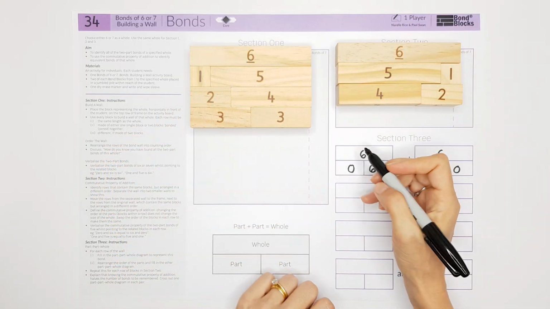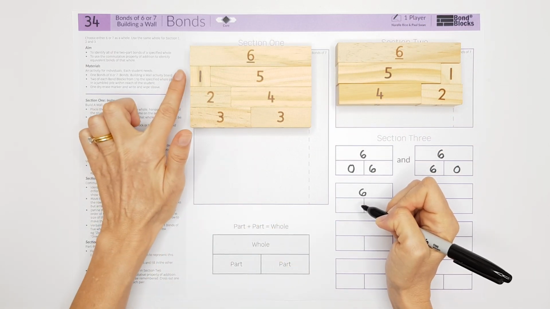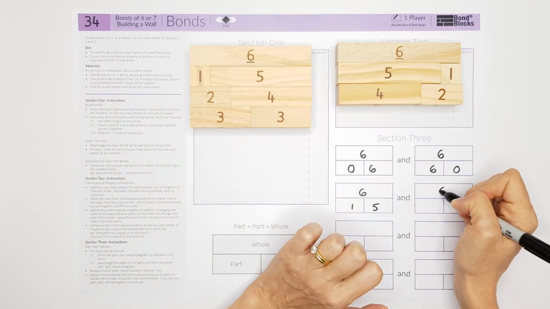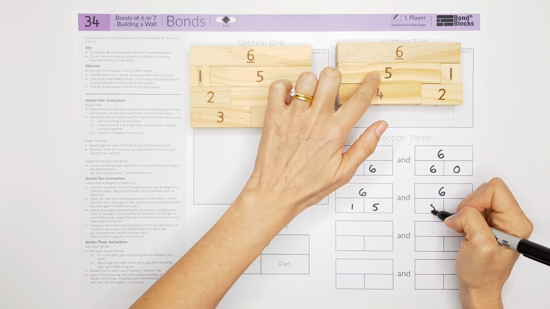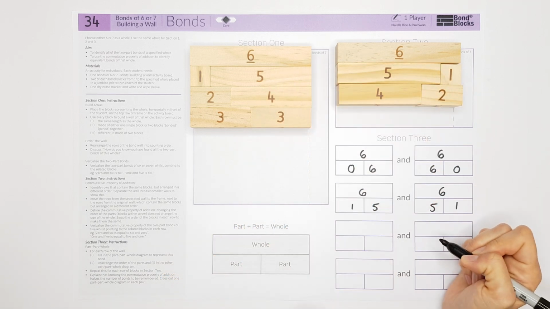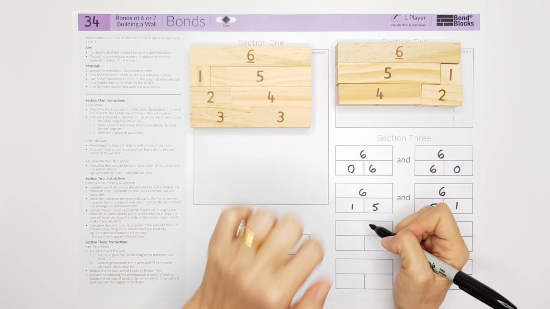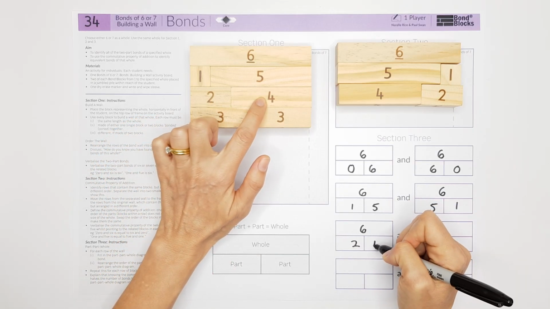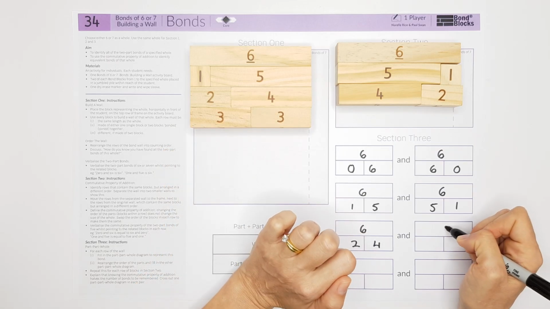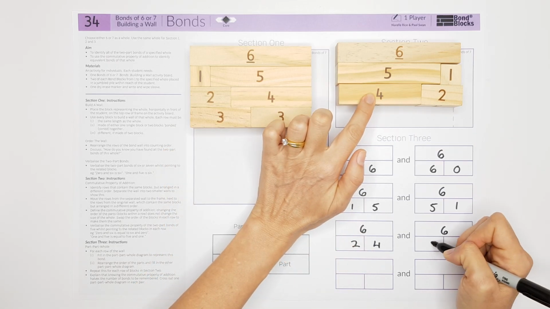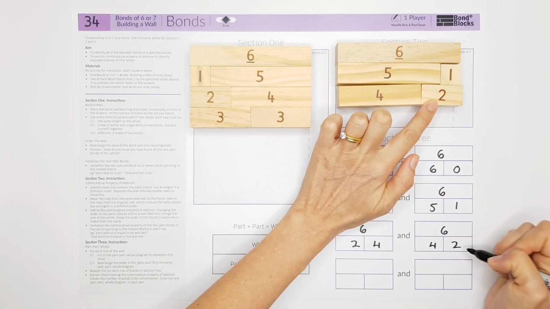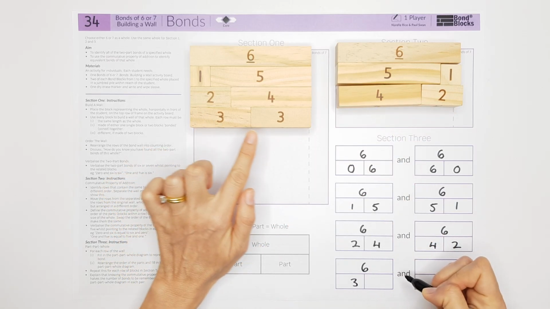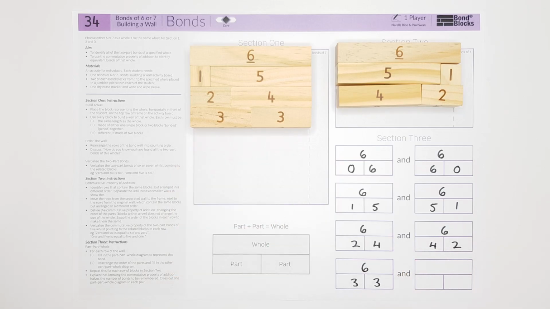This next row, the whole of 6 is equal to the parts of 1 and 5 bonded together, and the whole of 6 is equal to the parts of 5 and 1 bonded together. This next row, the whole of 6 is equal to the parts of 2 and 4 bonded together, and the whole of 6 is also equal to the parts of 4 and 2 bonded together. The whole of 6 is equal to the parts of 3 and 3 bonded or joined together.